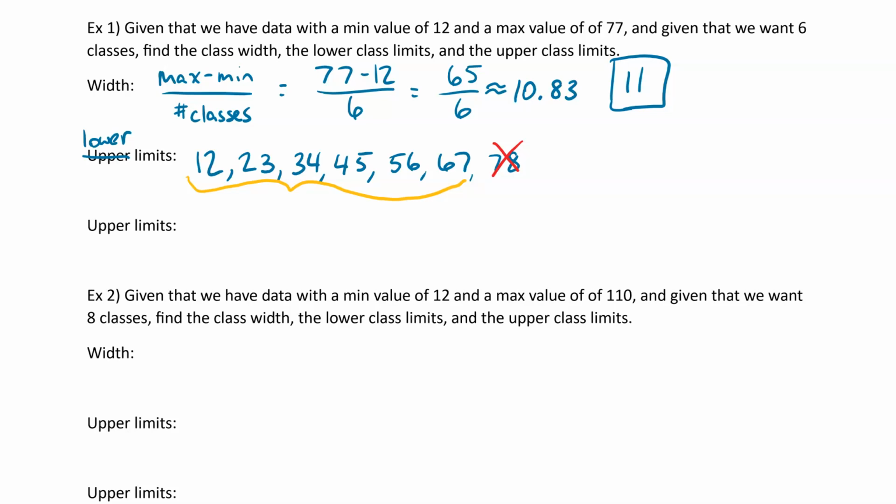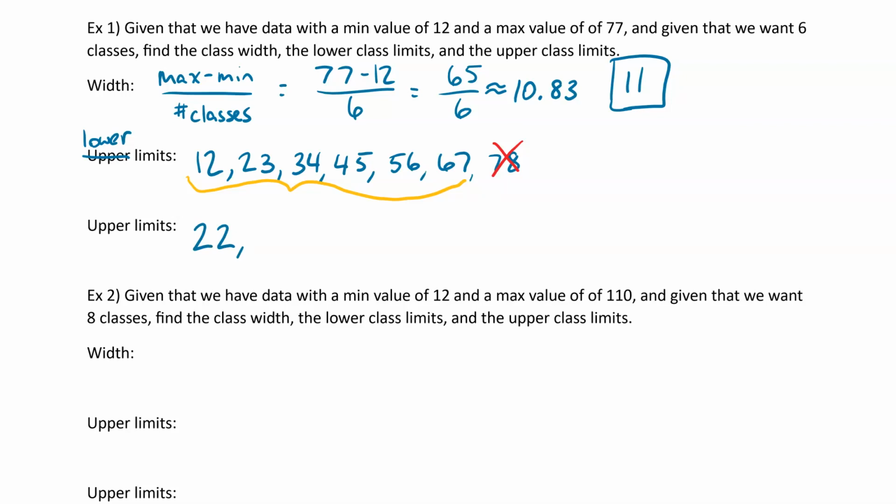All right, for the upper limits. So remember, for the upper limits, you go to the next one and subtract 1. So we're not going to do the 12, that's the first one, but the upper limit of the class that starts with 12 is going to be 1 less than the next class. So that next lower limit was the 23. 1 less than that would be 22. That's going to be our first upper limit.